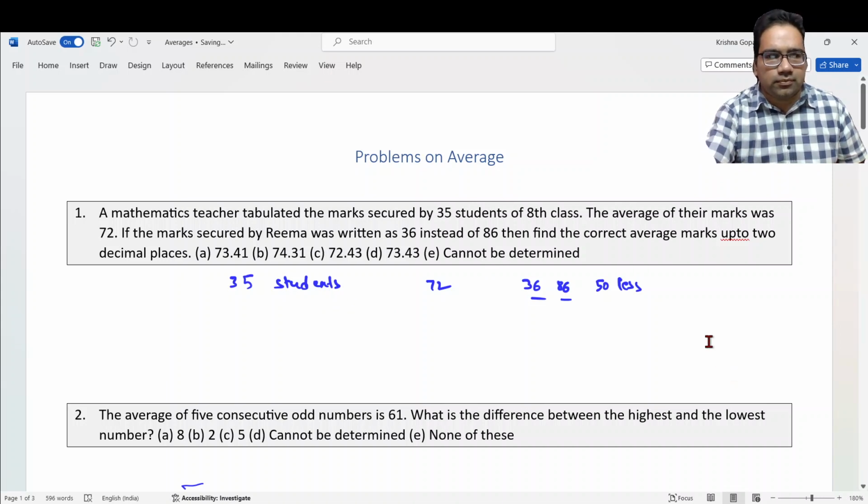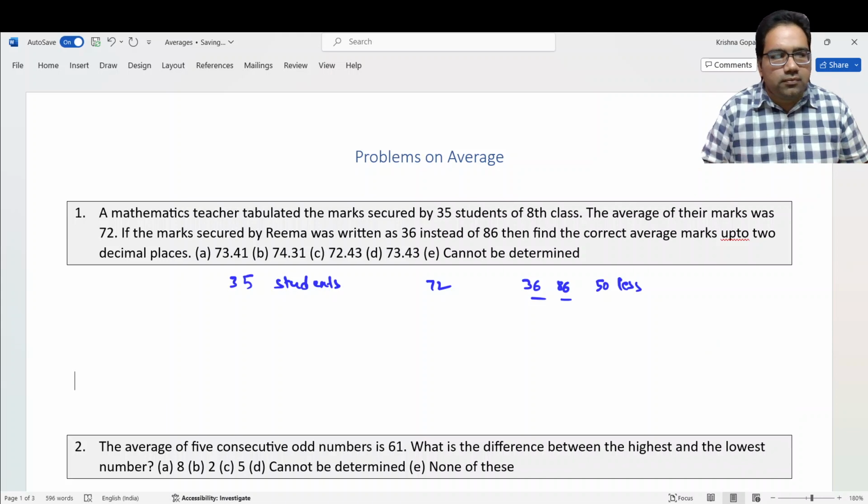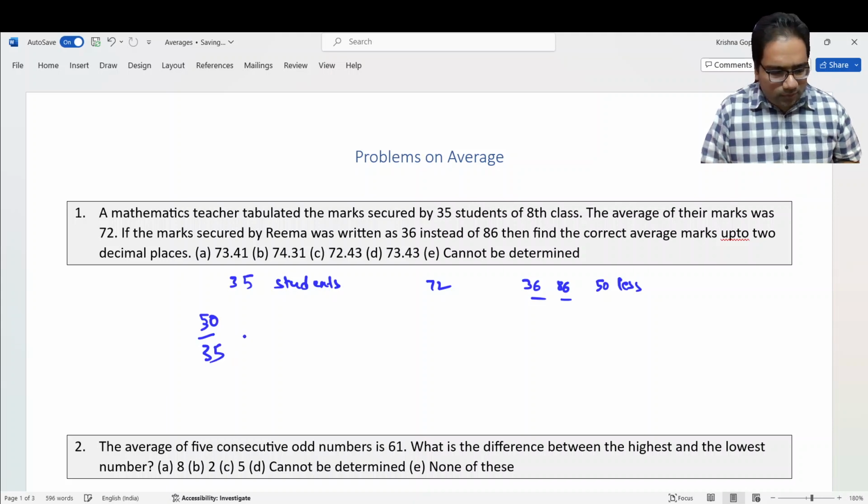Okay, so earlier it was 72, right? Now it should have been 50 higher. The difference is 50 only. Instead of 86 she has written 36, so that's why it is 50 less. Now if it is 50 more, 50 more by 35 people, this average would be higher by this much. 50 by 35 equals what? 10 by 7.